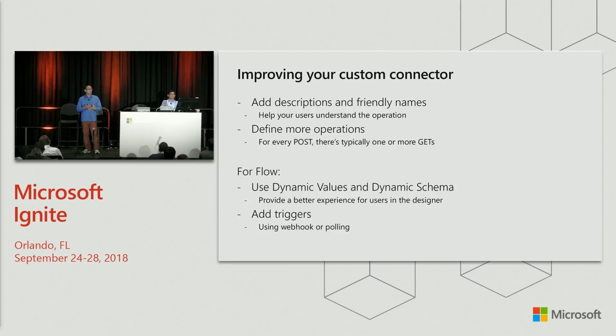So you want to keep in mind the people who are going to use your connector. You want to make sure you have descriptions for your connector, for all the operations, for all the input and output parameters. You give some friendly names. You add more operations. Initially, we typically ask you to start small, but whatever set of operations you provide should be meaningful. And if you want to use Flow, there is more that you can do to improve the user experience.